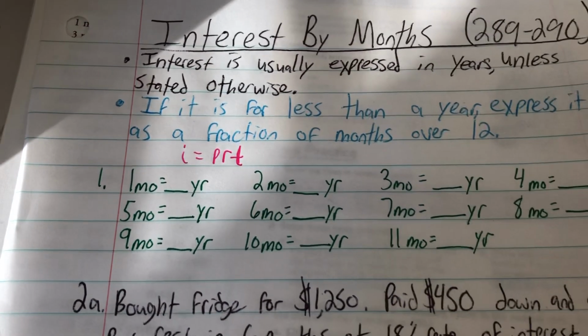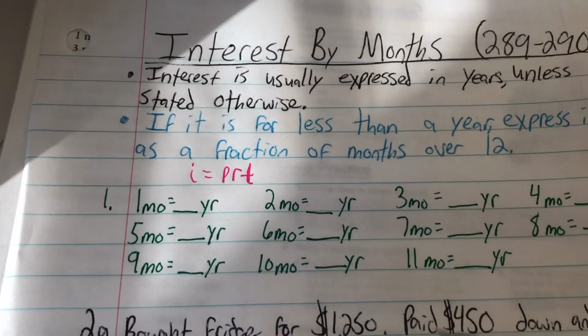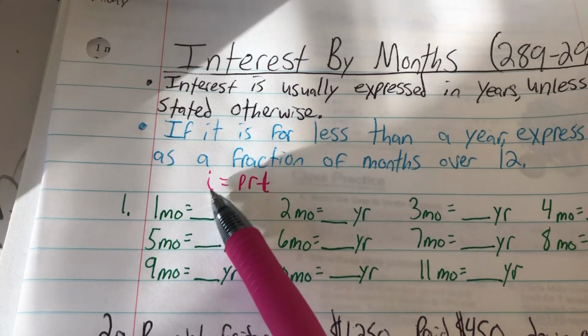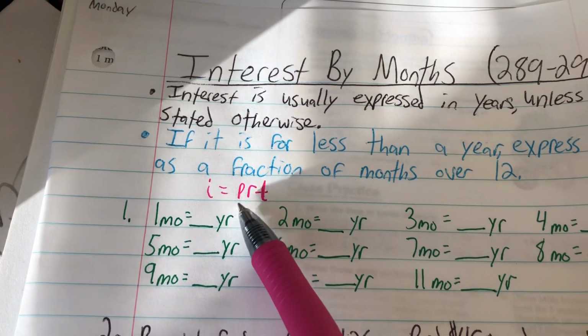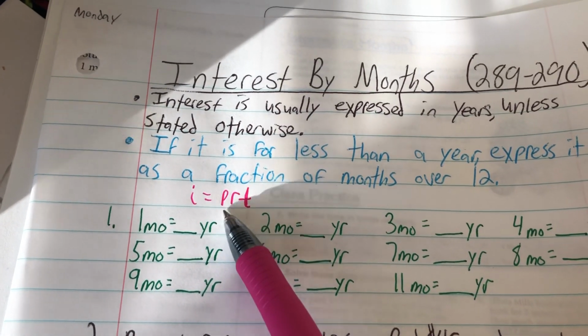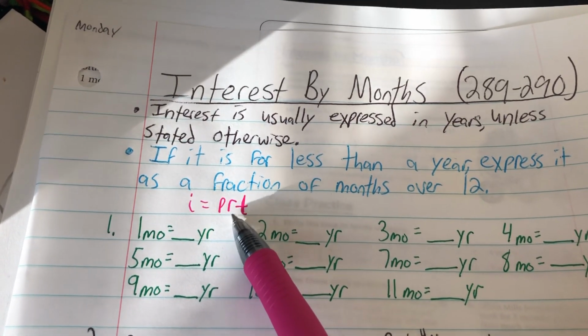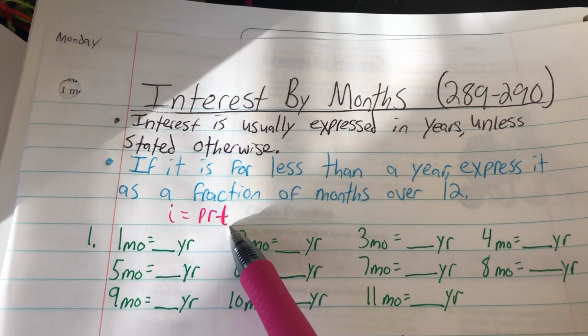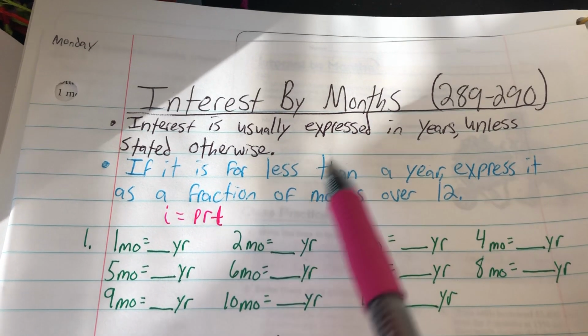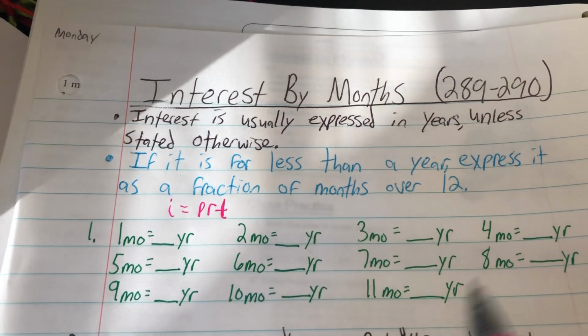Your interest formula, as a reminder, is I equals PRT, where I is the interest you're trying to figure out. P is the principal, what the loan was for. R is the rate of interest, so whatever that percentage of interest is. And then T is time, which, like we said, is usually in years unless it's a partial year.